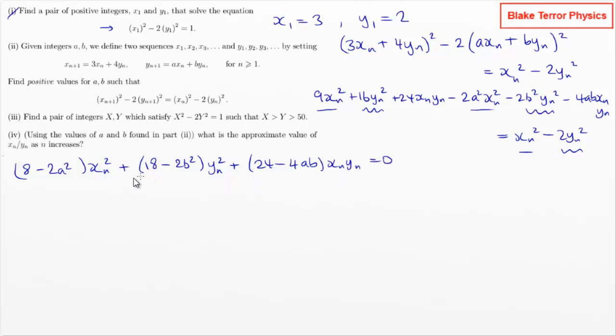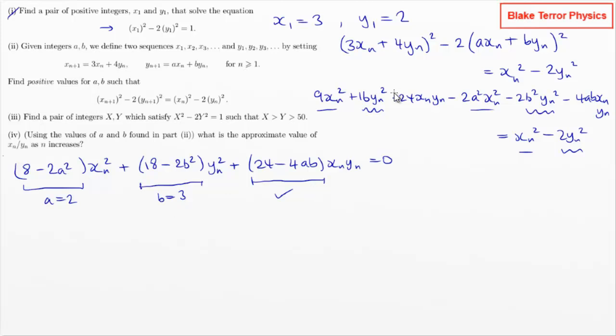So each one of these brackets has got to be equal to 0. So we've got 2a squared is equal to 8, so that gives us a is 2. This one is giving us 2b squared is 18, so b is 3. Does that fit with this bracket? 24 minus 4 times 6 is 0. Yes, so that works out fine. So we've got a is 2 and b is 3.